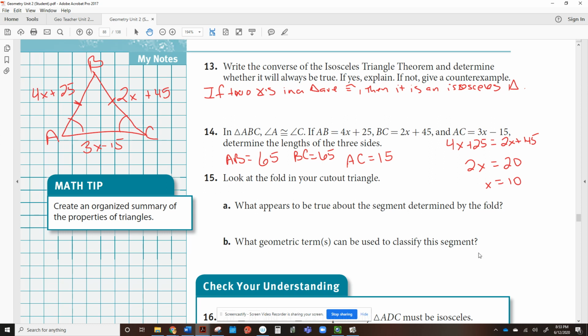So what appears to be true about the segment? It's perpendicular to the base. What geometric term? It's perpendicular to the base and it's the midpoint of the base. So those two things together, we call it the perpendicular bisector.